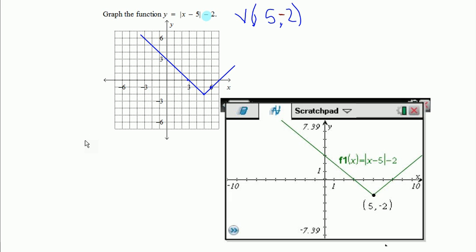Always, always, always check. Every now and then you're going to make little mistakes. And a lot of times it's just a little minus sign that you mess up.